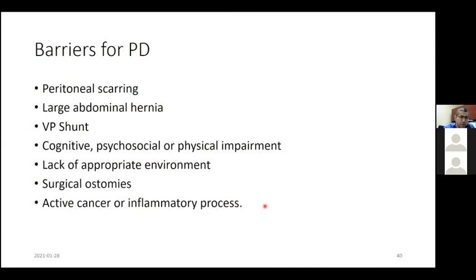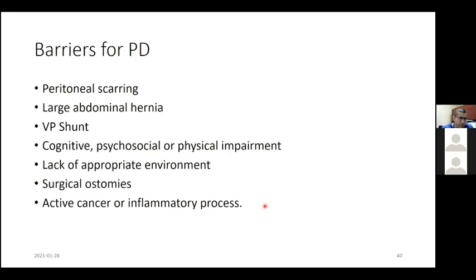Or else if the patient has a surgical ostomy, remember this, in a patient who's established on PD, you don't want to have a surgical ostomy or a G-tube, because that is going to fail, meaning it's going to leak and herniate. While if a patient already has an ostomy, we can think about it. Usually, with ostomies, many people want to refrain from PD.